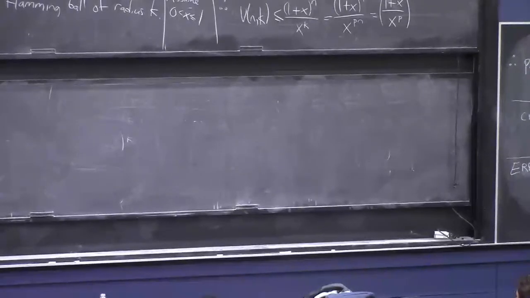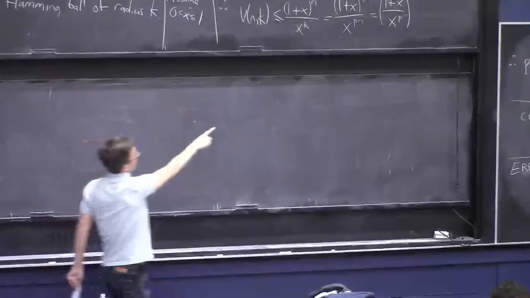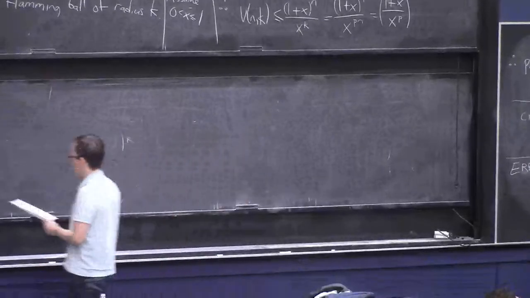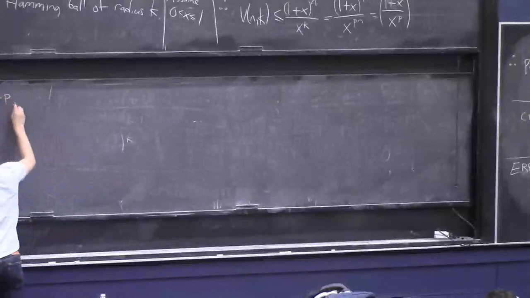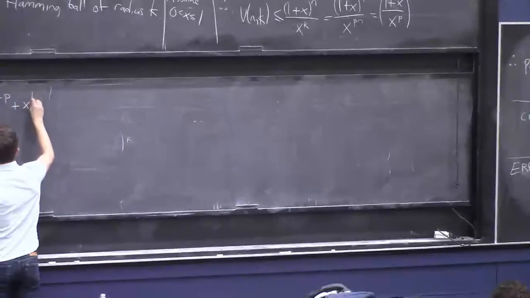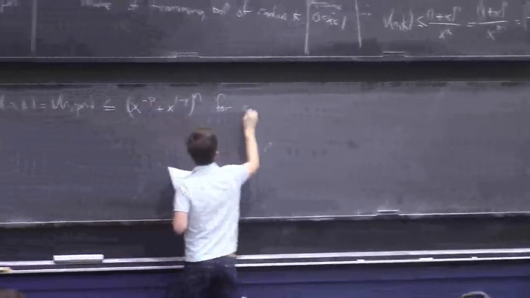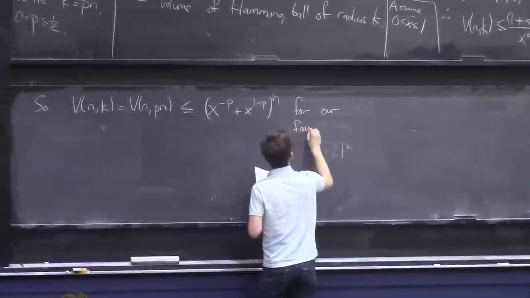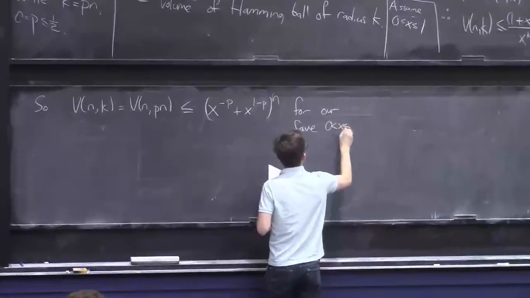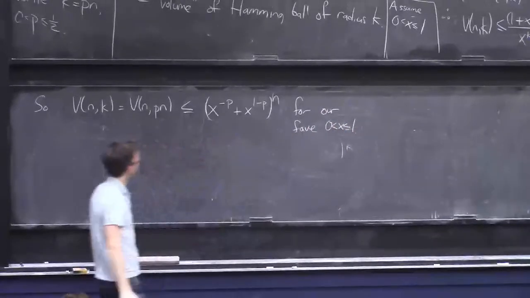OK, but just to recap. So we have V_n(k), or V_n(pn), if you will, is at most, I'm just going to expand this (1 plus x) over x^p out as (x^(-p) plus x^(1-p))^n for our favorite x between 0 and 1.